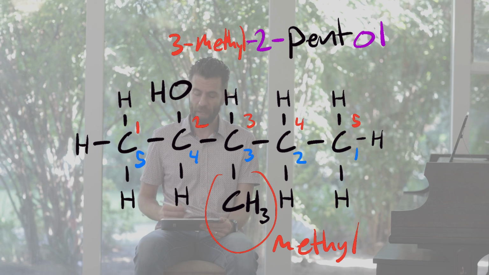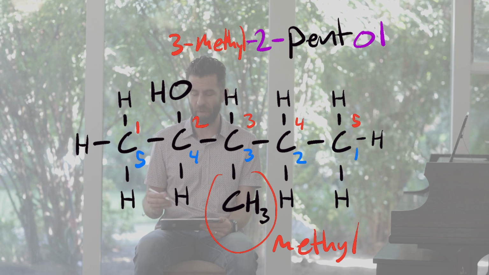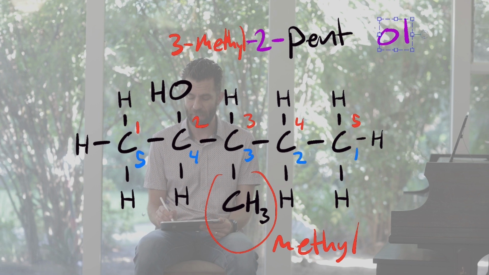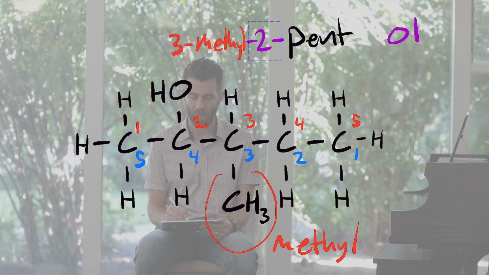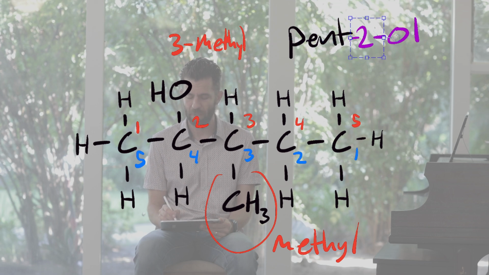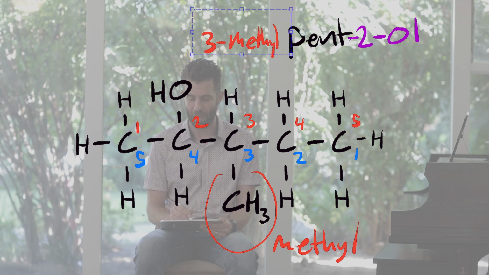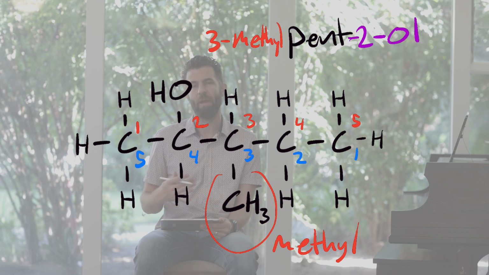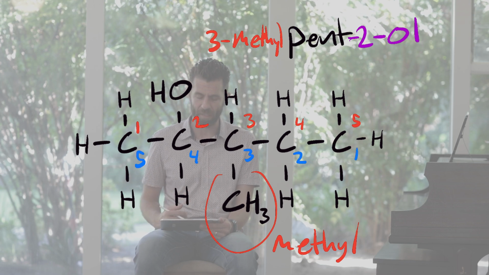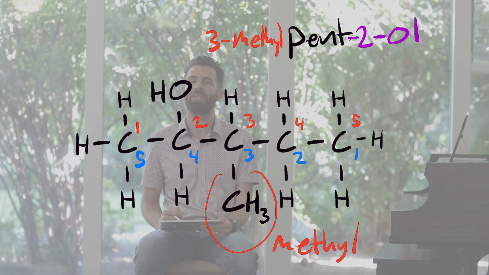All right? Another way that this is named, and the more recent naming convention, is actually putting the number also over here, so it can be pent-2-ol. And this would move 3-methyl here, so it could be 3-methyl pent-2-ol. This is a commonly seen convention in recent days.